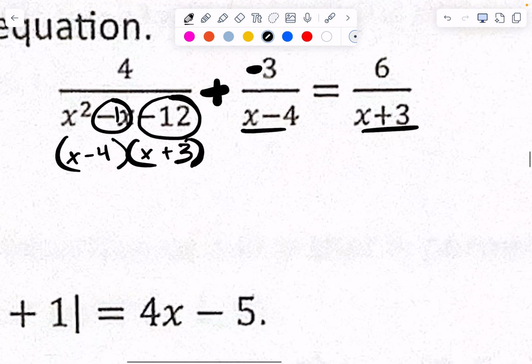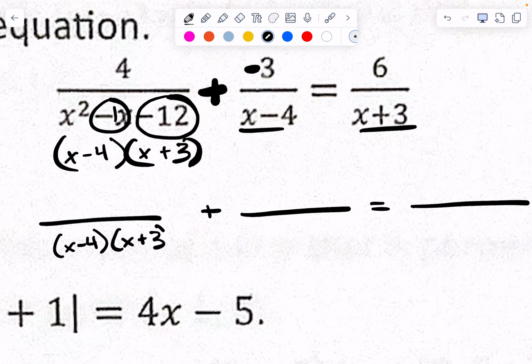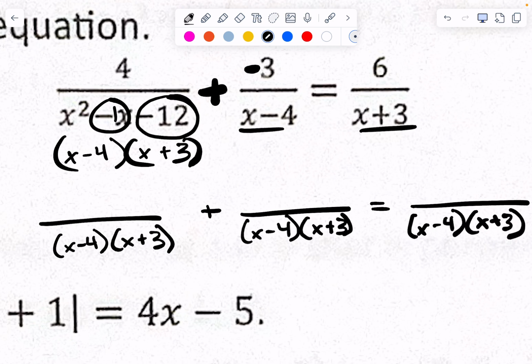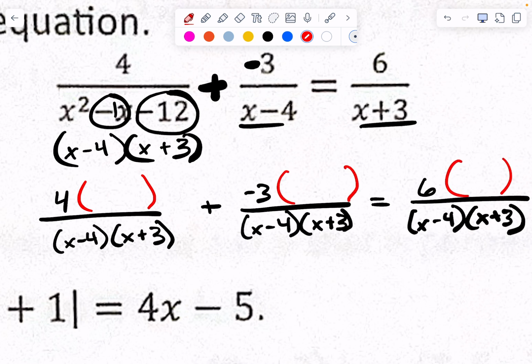Okay? So what's your common denominator going to be? That thing, right? So here's my 3 pieces. I've got x minus 4 times x plus 3. I've got x minus 4 times x plus 3. If you don't want to write all these out, you can be lazy. I don't care because guess what? They're all going to cancel anyway. All right, I'm going to start with my 4, my -3, and my 6, and then I'll change colors. What they need, what they need, what they need. Okay, I'll give you a second.